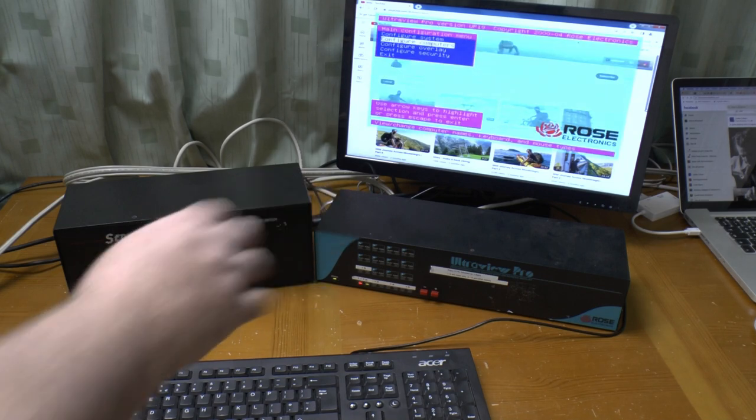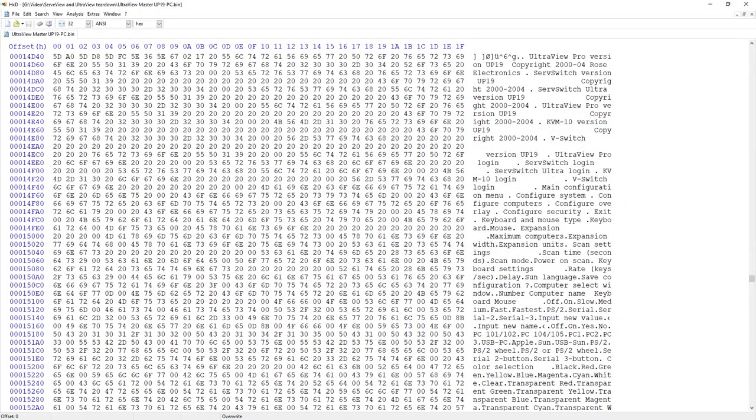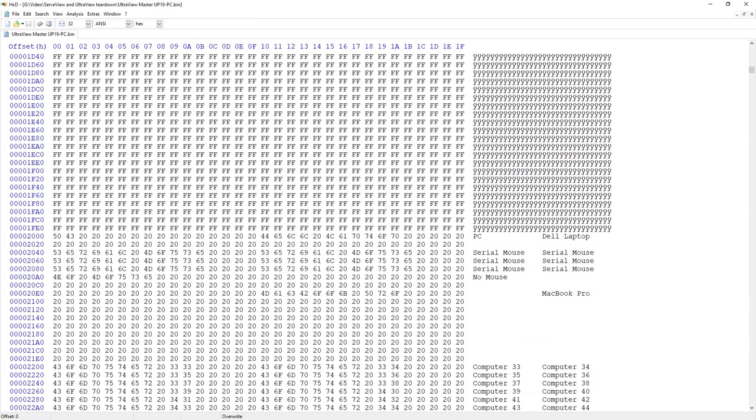Something I found interesting when I dumped the flash was that it doesn't just contain the program code. A whole chunk of the same chip is used to store the names and configurations of all the inputs, as here we can see the names are set up for testing today. The slave boards don't contain this, they just contain a slave bootloader to get each board up and running ready to talk to the master.